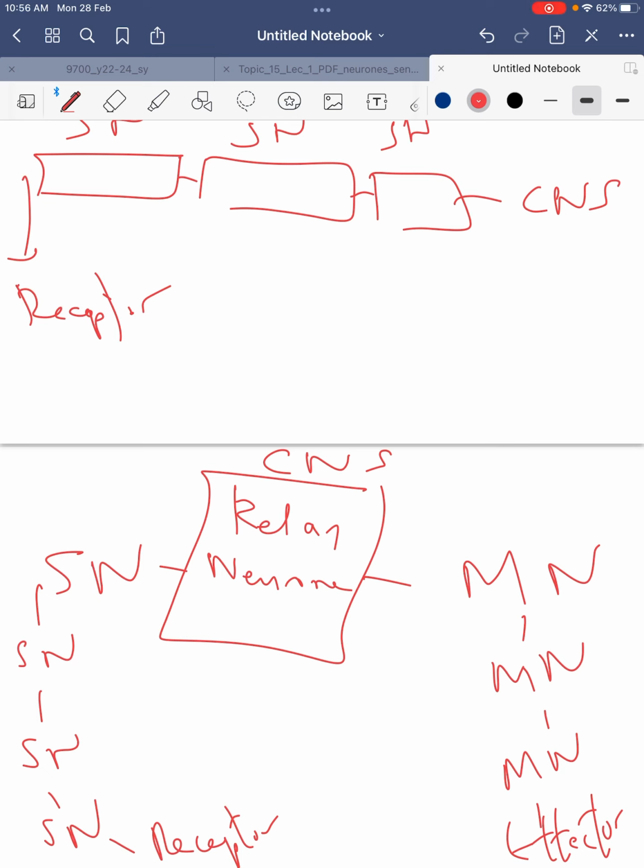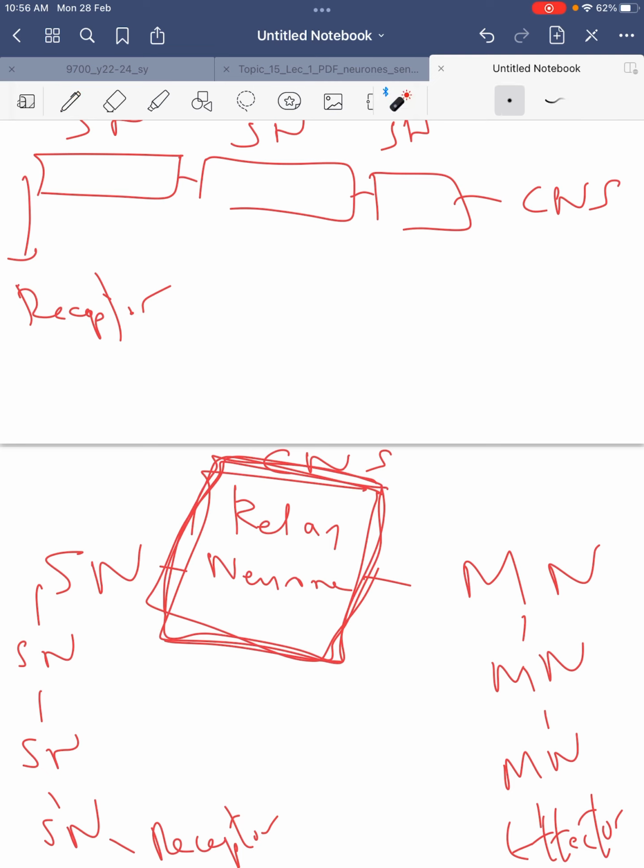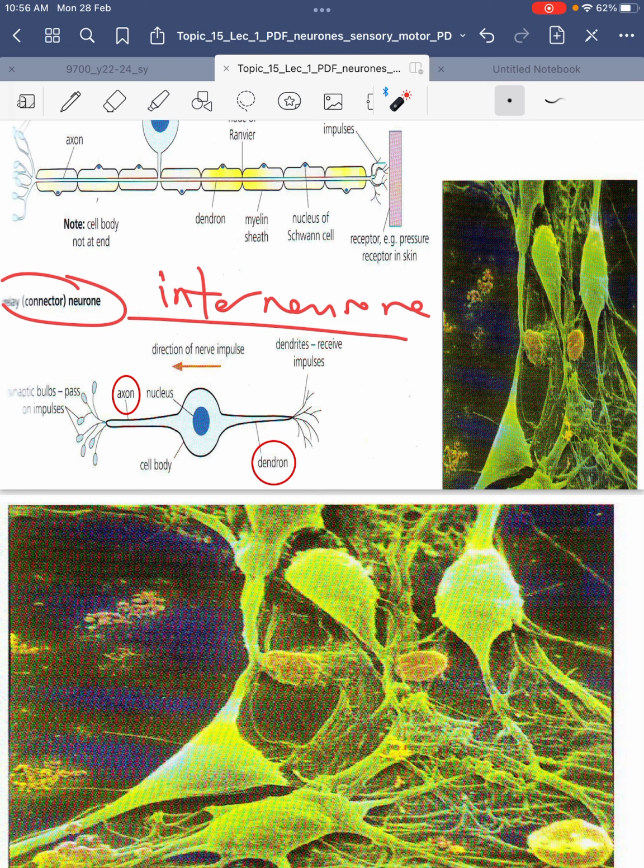So in the central nervous system, that means the brain and the spinal cord, there is a neuron that connects the sensory neuron with a motor neuron, and that is called a relay neuron, and this is only in the CNS, or connector neuron or interneuron.